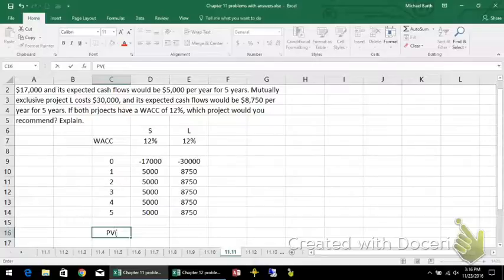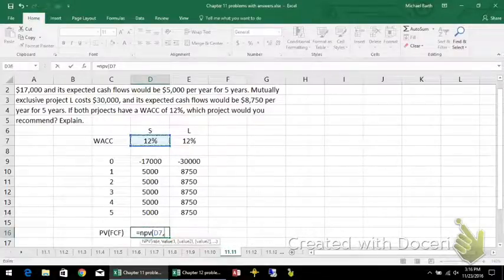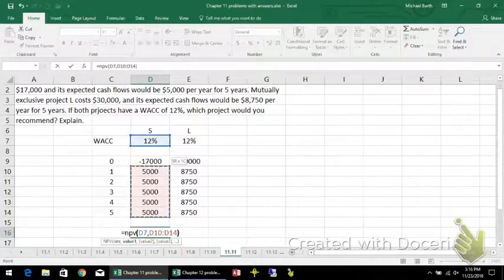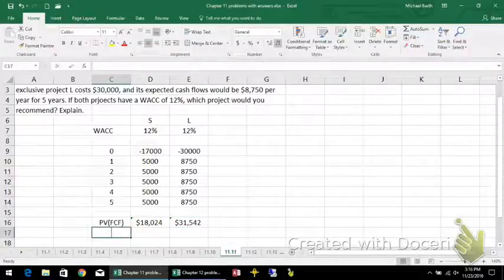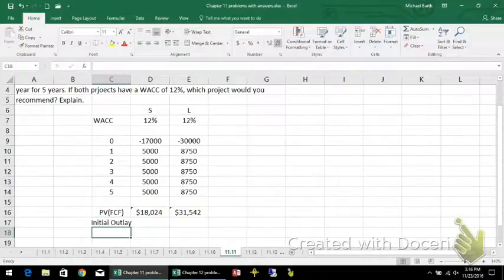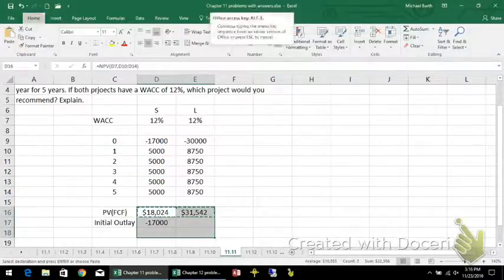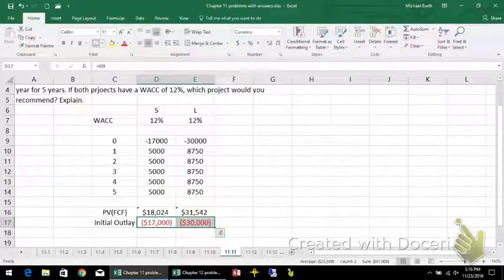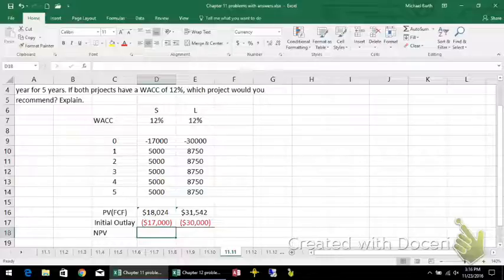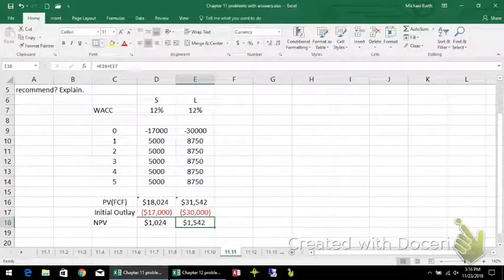Alright, so the present value of the future cash flows in periods 1 through 5 is about $18,000 for project S and about $31,000 for project L. The initial outlay is $17,000 for project S and $30,000 for L, which gives me a net present value of $1,024 and $1,542.